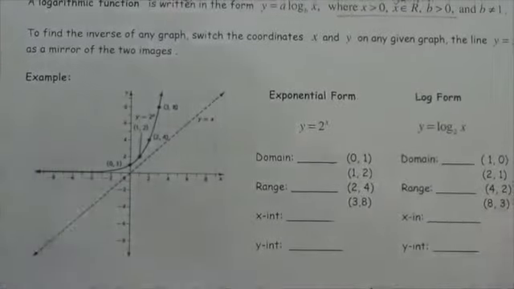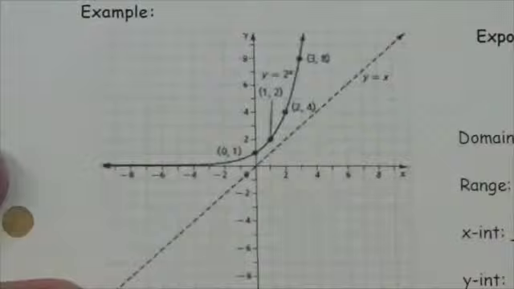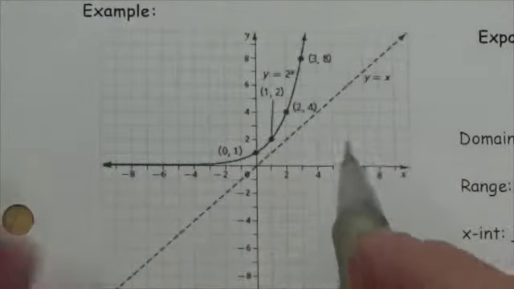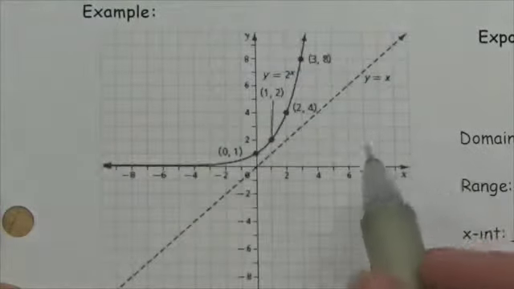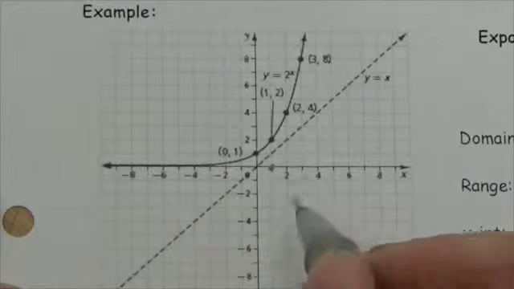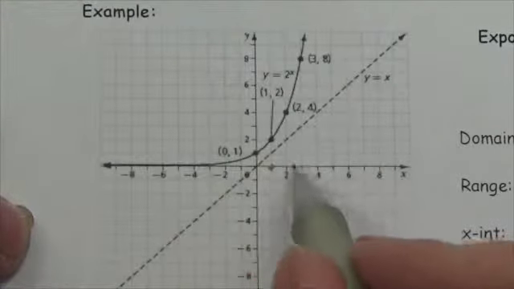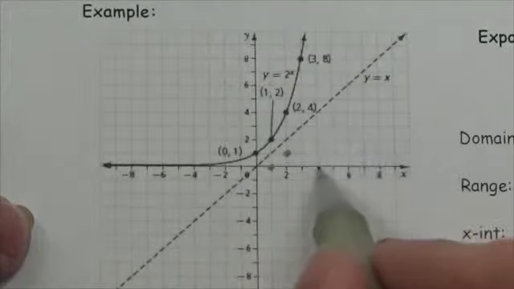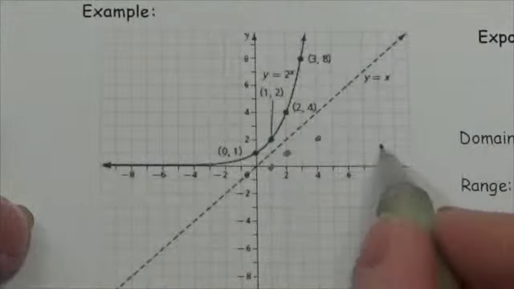So here we go. Let's take a quick look at a very specific example here. This is the function y equals 2 to the x. And what we're going to do is swap the x and the y coordinates. We've got some key points along the way here. We've got the point (0, 1), which will become the point (1, 0), because we're going to swap the x and the y. The point (1, 2) is going to become the point (2, 1). The point (2, 4) will become the point (4, 2). The point (3, 8) will become the point (8, 3).